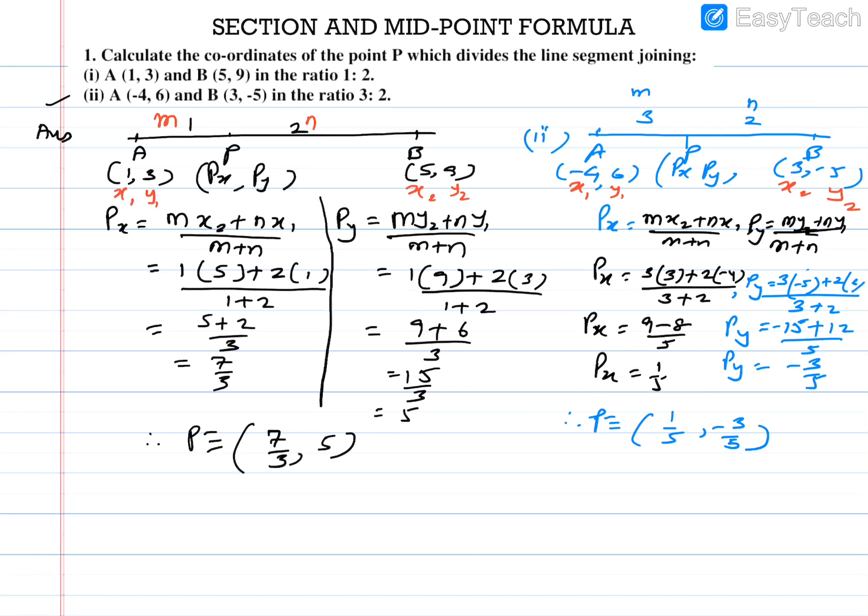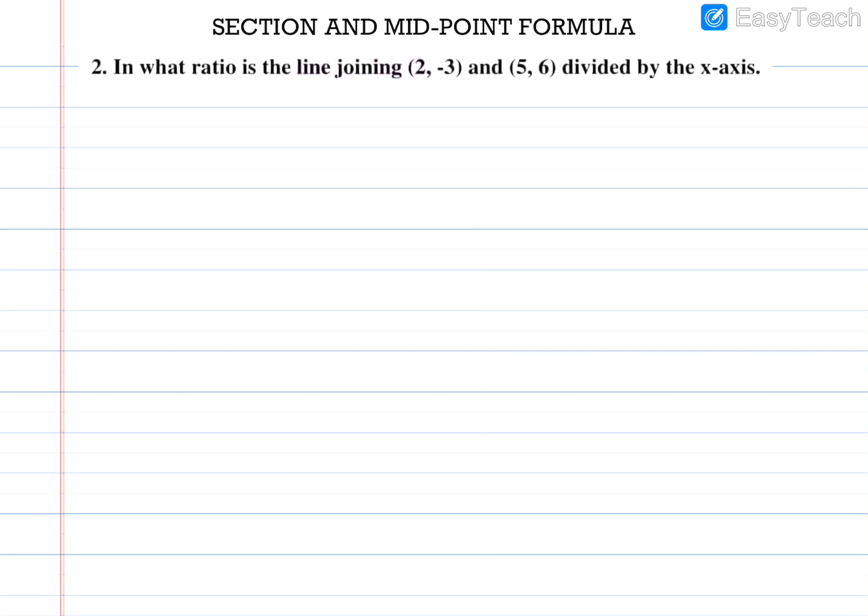So just go through these two sums, then we will move on to the next sum. Pause the video, copy these sums in your notebook. Now in this sum, what they are asking is: in what ratio is the line joining (2, -3) and (5, 6) divided by the x-axis? For this I need to draw a line to explain to you. I will draw a line.